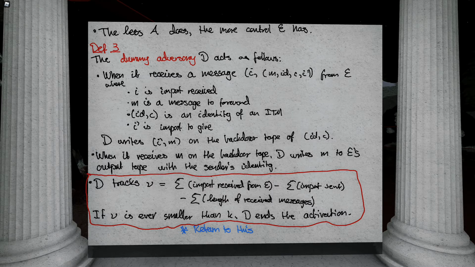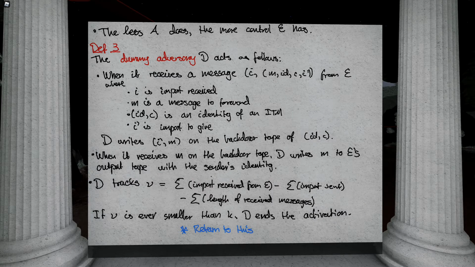So the rest of the definition that I have on this board is just explaining what it means to forward. The environment sends some amount of import, it sends a message and tells the dummy who to give it to, and that message itself comes with some more import. The dummy just sends that message forward, and whenever it receives a message, it just sends that to the environment. That's what the dummy is doing.